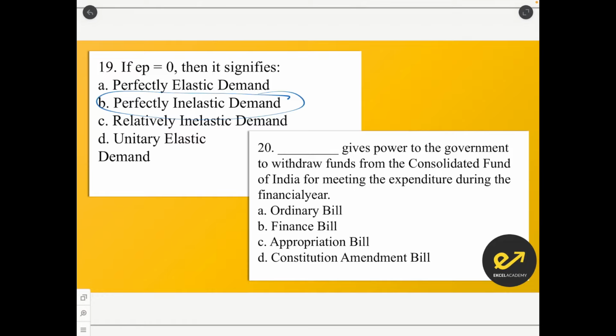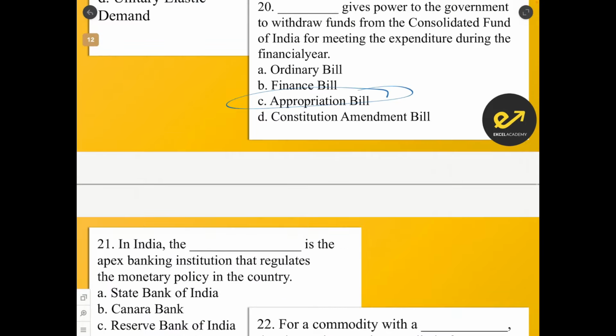Dash gives power to the government to withdraw funds from the Consolidated Fund of India for meeting the expenditure during the financial year. So the answer for this is the Appropriation Bill. Again, this comes in Union Budget chapter number 3.